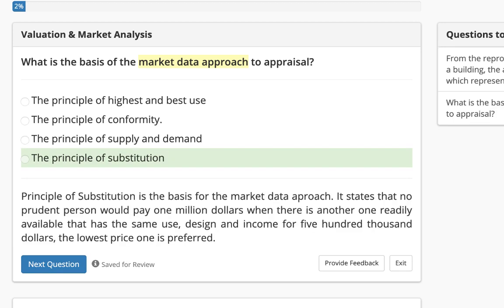So what is the basis of the market data approach to appraisal? The answer is D, the principle of substitution, which, according to our explanation here, states that no prudent person would pay more than they need to when there's another property available with the same use, design, and income for a lower price, right? So Joe is also talking about the different types of appraisal: market data, cost approach, and income. Market data is the one we're talking about now. We will probably come across cost and income in questions later.